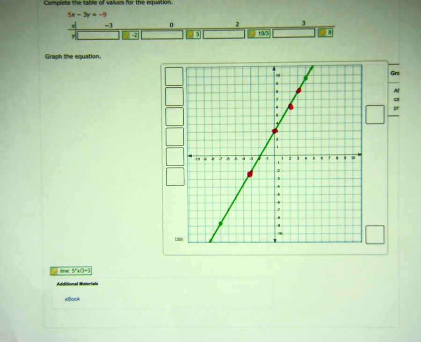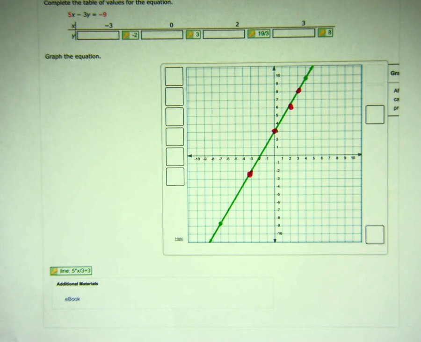Notice how you're looking at your numbers. So if it's negative on the x-axis, you're going to start on the left. And if it's negative on the y-axis, you're going to go down. If it's positive for your x coordinates, you're going to go to the right. And if it's positive for your y coordinates, you're going to go up. So back to your 0 and 3. So you got 0, go up 3.